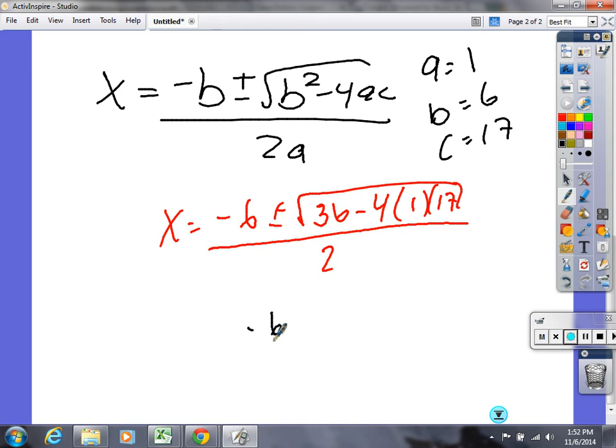I have negative 6 plus or minus the square root of 36 minus 72, right? Is it 72? I went 4 times 1 times 17. Oh, that was way off. I apologize. Isn't it plus? No, because I have minus 4 times 1 times 17. Why is it minus? That's part of the equation. Oh, you think it's plus? Yeah, you must have written it down. So 4 times 1 times 17 is 68, all over 2.